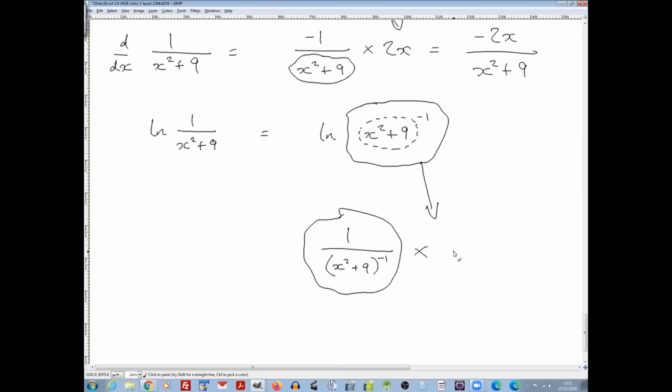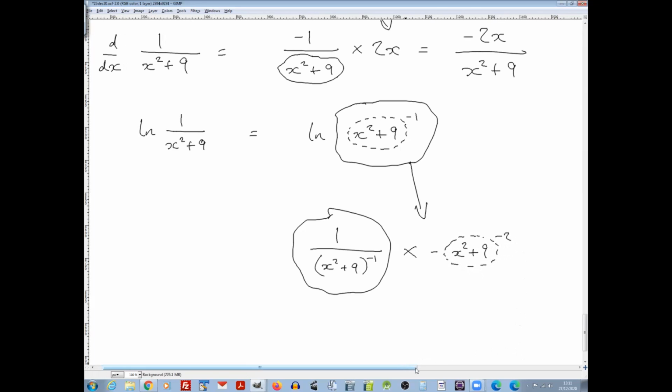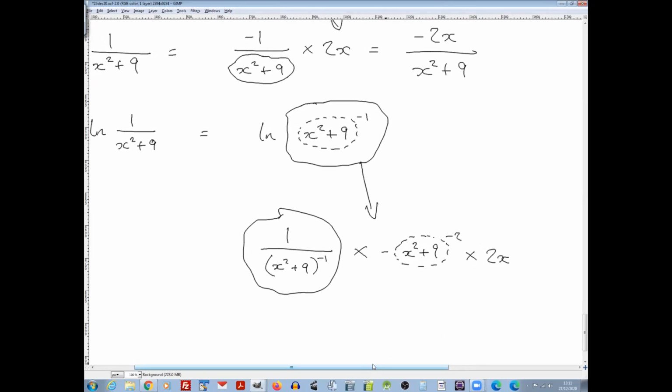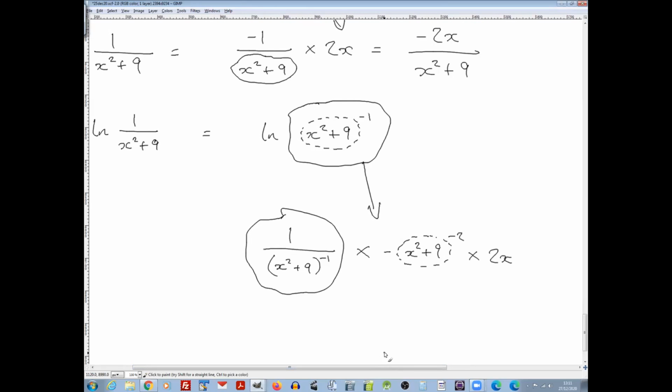The derivative of blob to the minus 1 would be minus 1 blob to the minus 2. Exactly. Now are we done? No, and then times 2x, which is the derivative of the function further in. So do you think that will give us the same answer as minus 2x over x squared plus 9? We hope so. Let's find out.